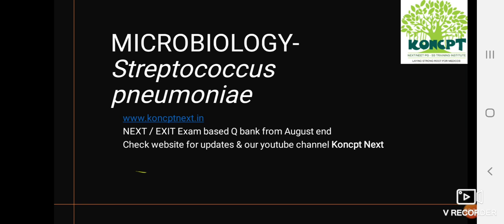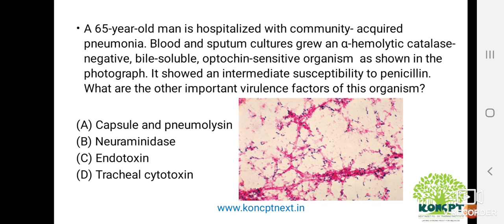Let's go to our question. A 65-year-old man is hospitalized with community-acquired pneumonia. Blood and sputum cultures grew an alpha hemolytic, catalase negative, bile-soluble, optochin-sensitive organism as shown in the image. It showed an intermediate susceptibility to penicillin. What are the other important virulence factors of this organism?